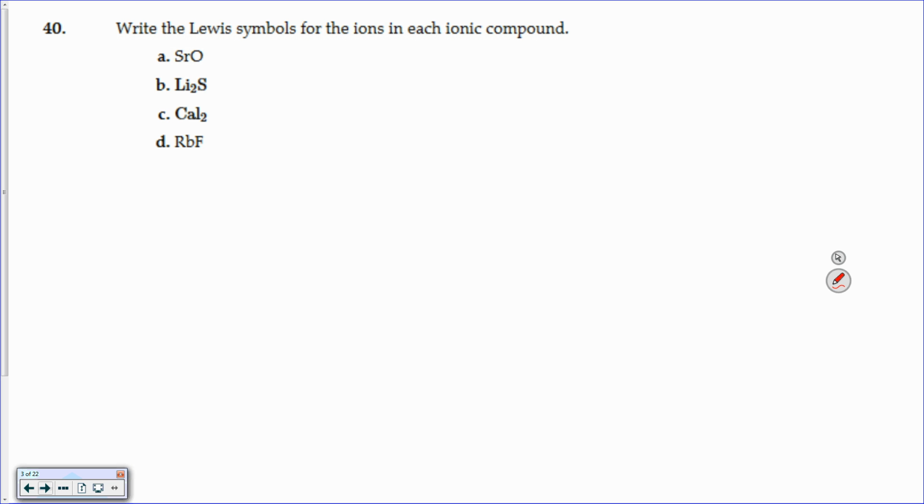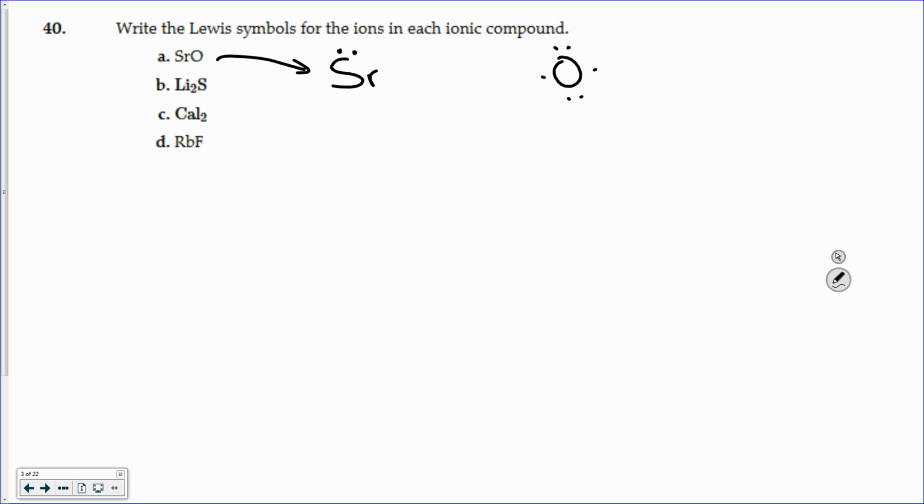Okay, now we want to look at a couple of Lewis structures for ionic compounds. So let's start with the first one. I've got strontium and I've got oxygen. So you can look at this a couple of different ways, but if I look at what strontium is as a neutral atom, it has 2 valence electrons. Oxygen has 6 valence electrons. But I know this is an ionic compound, so electrons have been transferred.